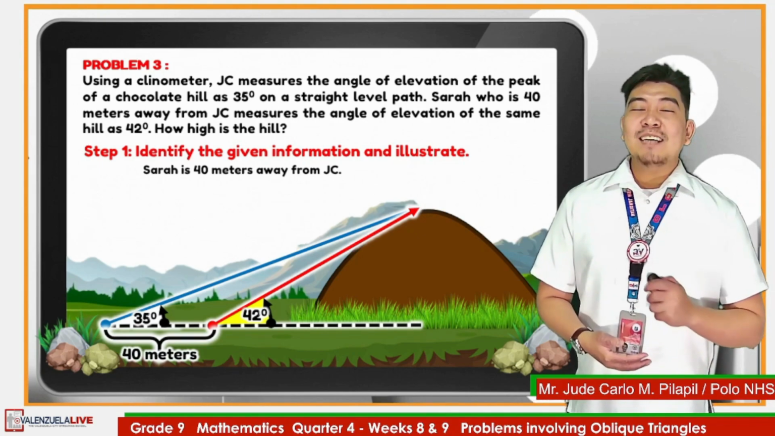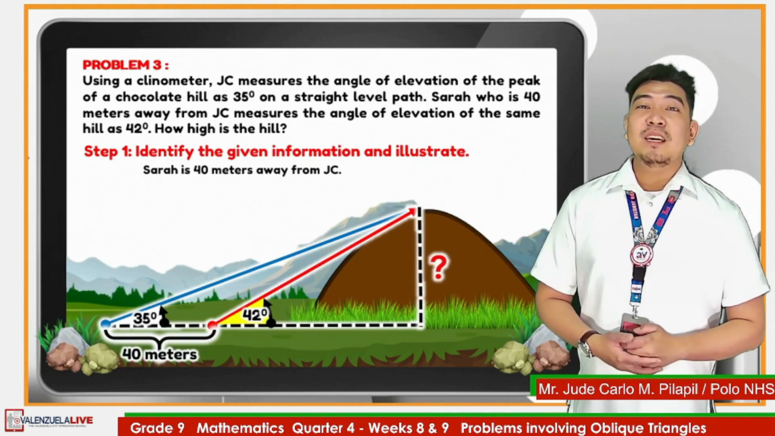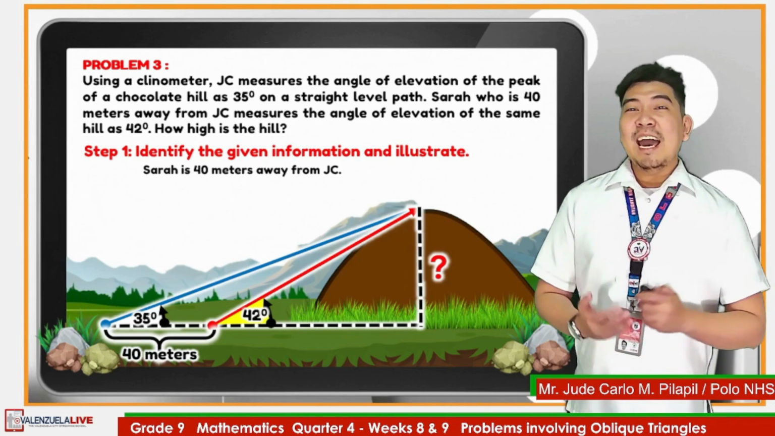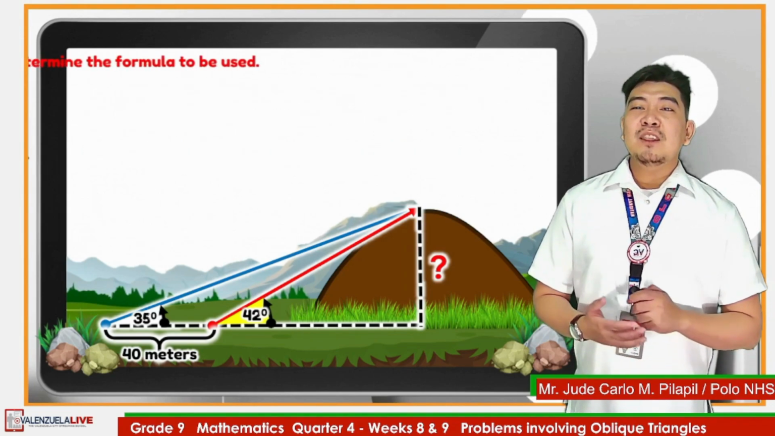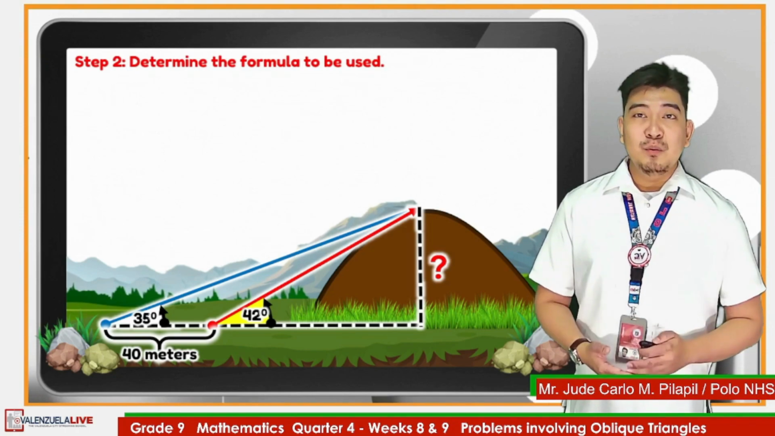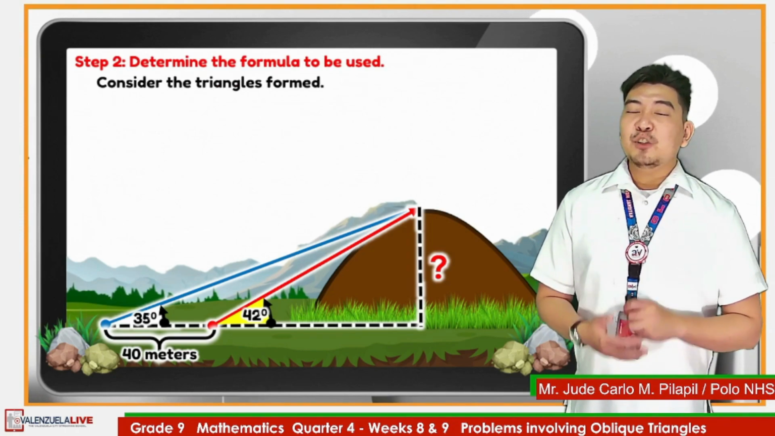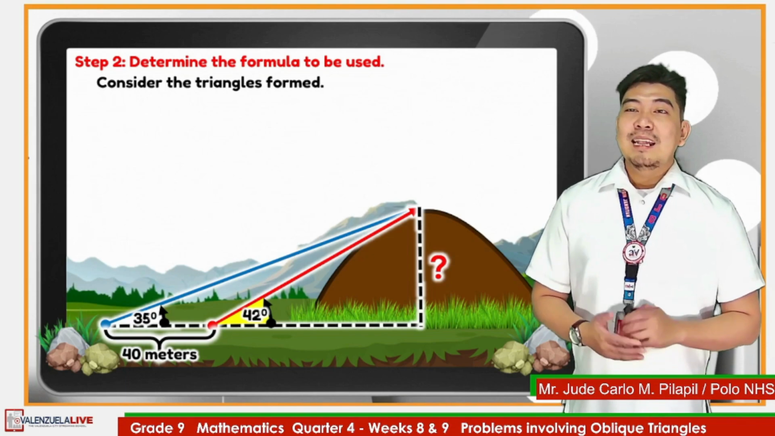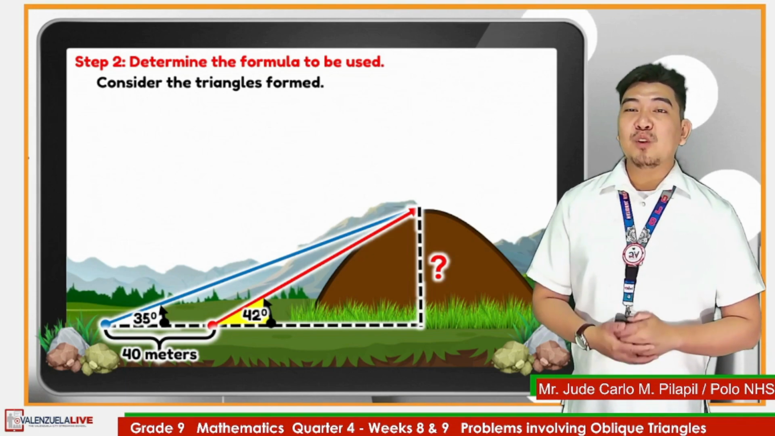Now, we are asked to find the height of the hill. To find the answer to the problem, we need to determine the formula that we will use. Let us consider the triangles that are formed. Let us make a plan on how to solve the problem.